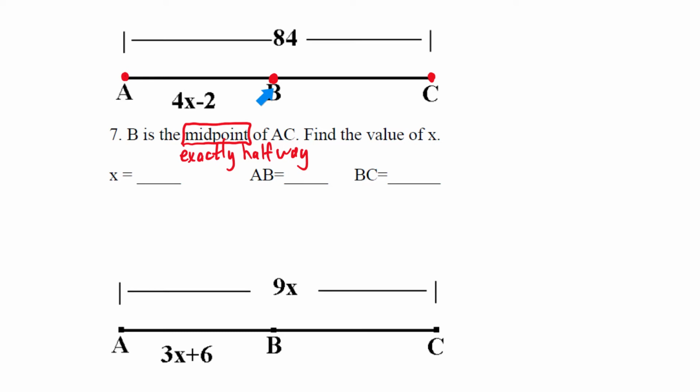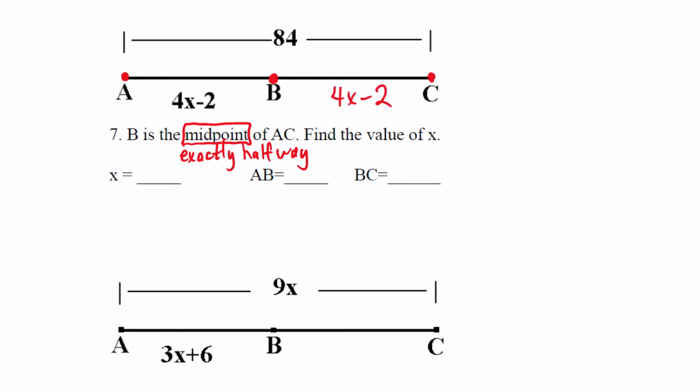Okay, so since B is exactly halfway between A and C, what does that tell me about line segment AB and line segment BC? Since it's halfway, it means that these two pieces have to be equal to each other. So, since B is exactly halfway, and that makes AB and BC equal, if AB is 4x minus 2, how long does BC have to be? It's got to be the same thing, 4x minus 2.